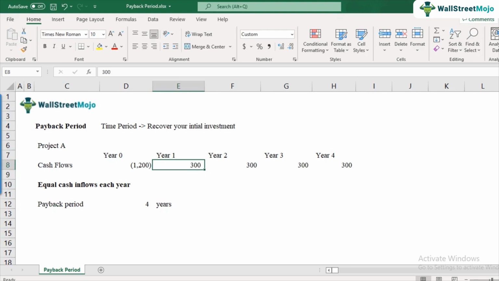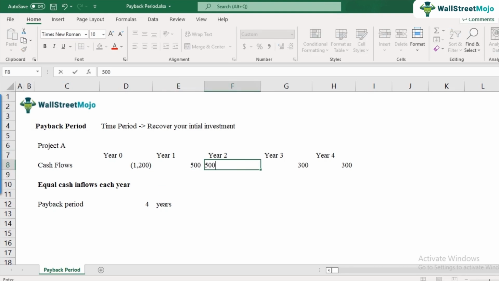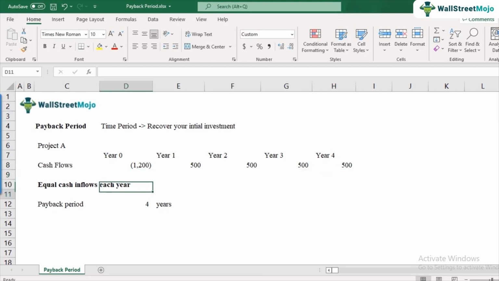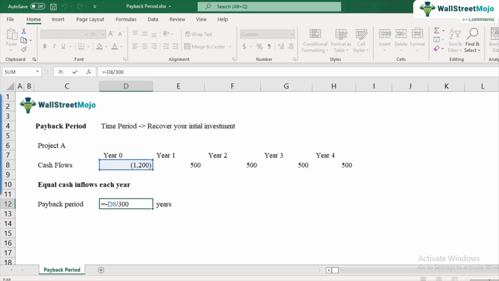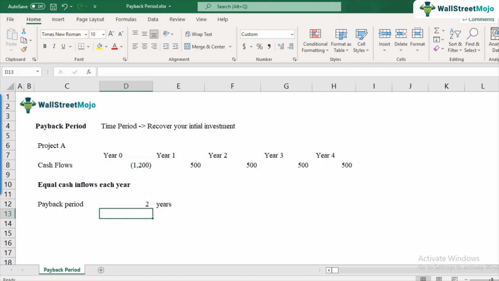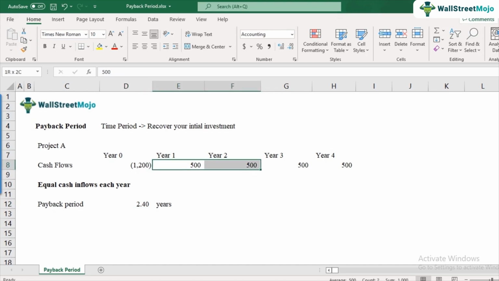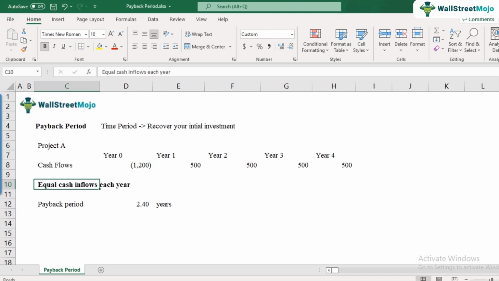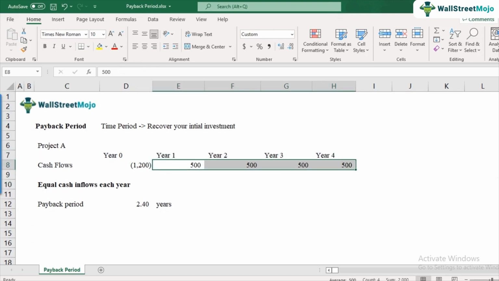Now, let's assume that this is 500 each year. So what will be the answer? Instead of 300, I'll put 500 here, and we get the answer as 2.4 years. So in the first 2 years, you will recover your first $1,000, and the remaining $200 will get recovered in another 0.4 years.